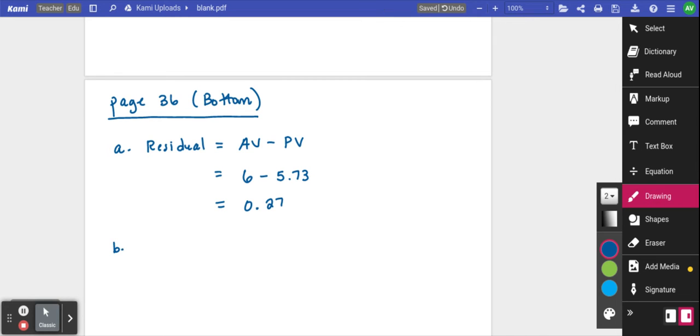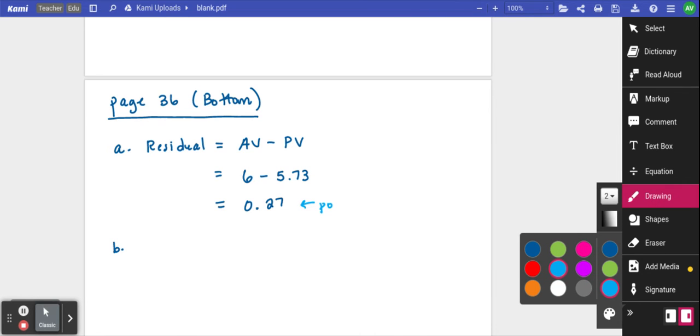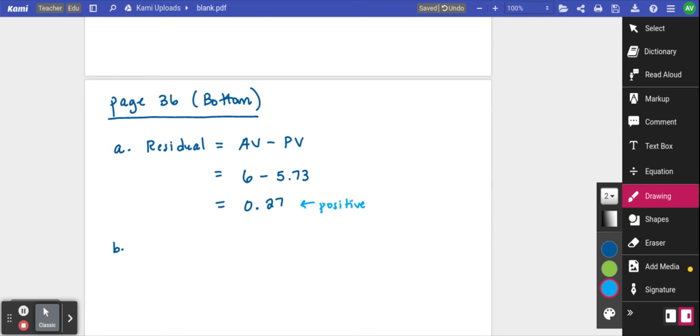For part B of this question, it asks me whether this was an over prediction or an under prediction. Because the residual is positive, I know that this is going to be an under prediction. And what we talked about in class last time, a good way to remember that is opposites attract. So a positive residual gives you an under prediction. And I would say because the residual is positive.